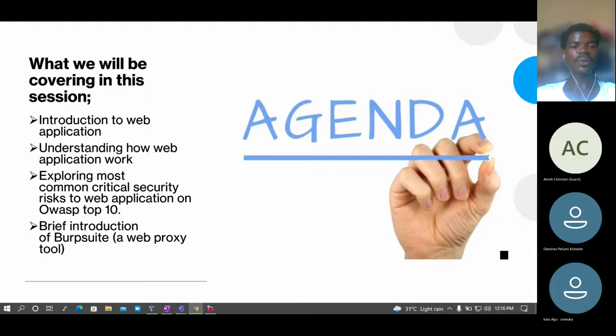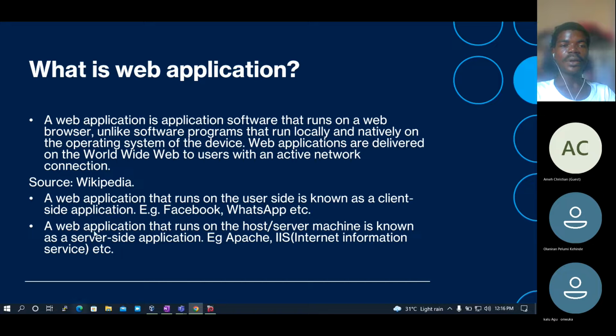We'll be looking at an introduction to web application, understanding how web application works, exploring the most common critical security risks to web application on the OWASP Top 10, and a brief introduction of Burpsuite, a web proxy tool. So what is a web application?